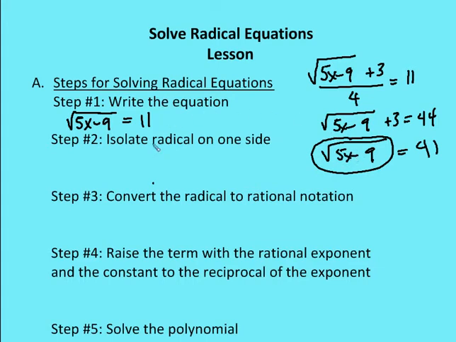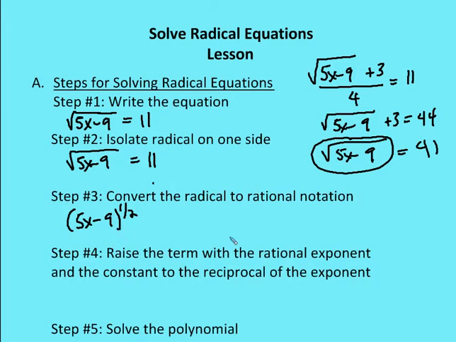But first, write the equation. Second, isolate the radical on one side. In this case, I've already done that. There are no additional steps I need to make. So I'm just going to rewrite my equation: the square root of 5x minus 9 is equal to 11. Then, this is my process, convert the radical to rational notation. And this gives me 5x minus 9 to the 1/2. So the square root of 5x minus 9 is the same as, in parentheses, 5x minus 9, end parentheses, to the 1/2.